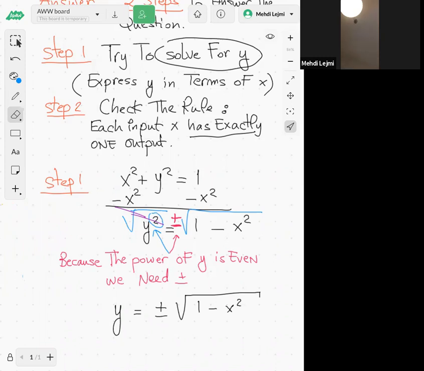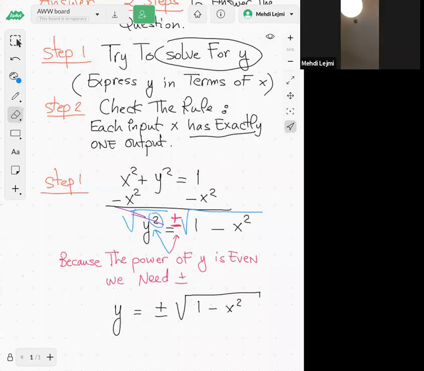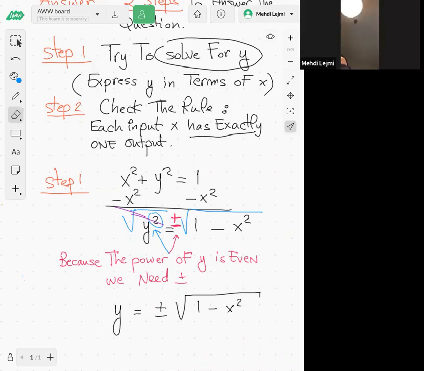So I got my y. Yes, was there a question? I guess no. So I got my y, which is equal to plus or minus the square root of 1 minus x squared. I am done with the first step: we needed to solve for y. Now, the second step, we need to check our rule. We need to check if this is a function or not.